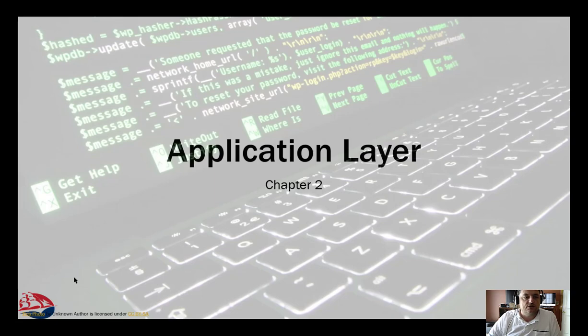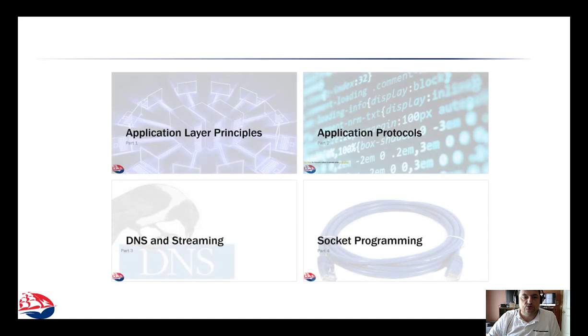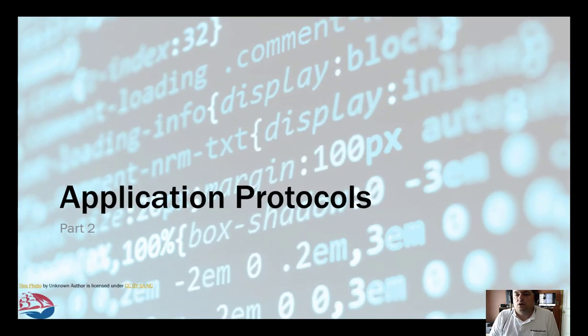Okay, this is Application Layer, Chapter 2, Part 2. In the first part of this lecture series, we discussed how there is an independence relationship between the application and transport layers in the OSI and Internet models. We also talked about why that was important. In this part of the lecture series, we're going to look at several different application protocols and how they look communicating on the network.